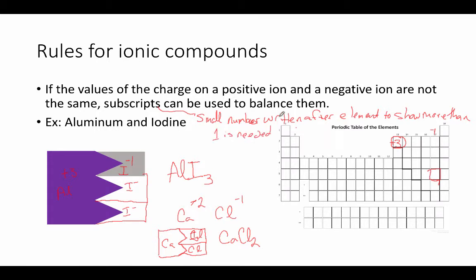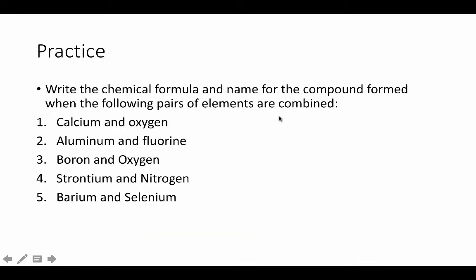So you're going to go ahead and practice. You're going to write the chemical formula and the name for the compound formed when the following pairs of elements are combined. So for calcium and oxygen, we know that calcium is +2, oxygen is -2. Our charges are the same, so we're just going to take our symbols and smush them together. Calcium has a symbol of Ca, oxygen has a symbol of O, so we are just smushing them together.